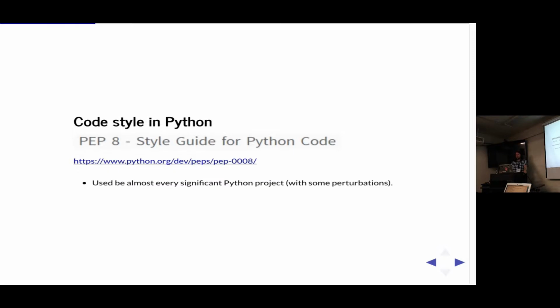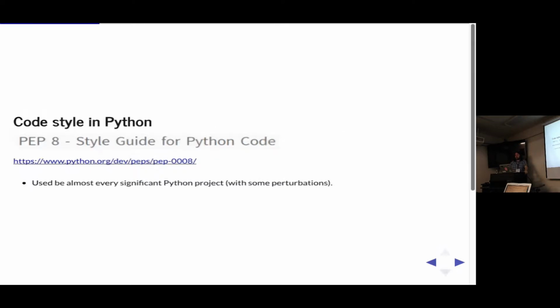So now let me give you a quick description of what I think are the most important parts of PEP8, which is the canonical style guide for Python, which I think is also basically followed by every major Python project that I'm aware of, although they all have their own little quirks and changes.